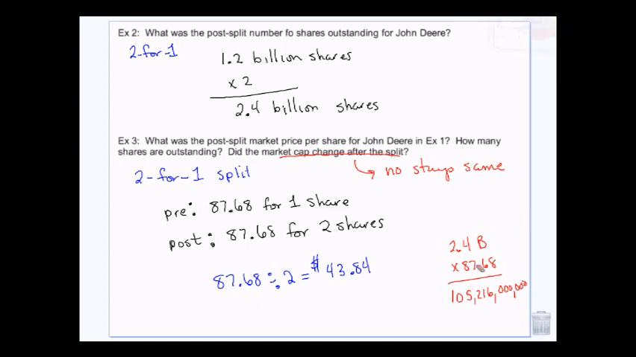Yes, 43. Yes, you're right, 43. I was talking and not paying attention to what I was actually writing. So twice as many shares, half as much each, same total value.